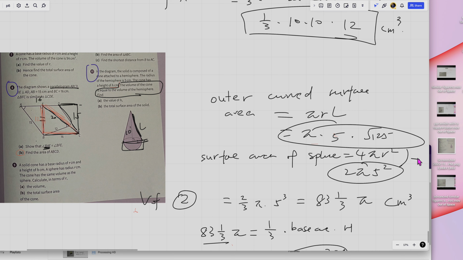So you just add these two up. Then you can give it to 3 significant figures. Okay? It's 332.7, so rounded to 3 significant figures, it's 333. Yeah. Okay, so that's how you get this.